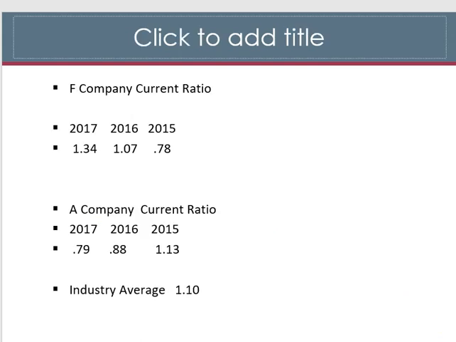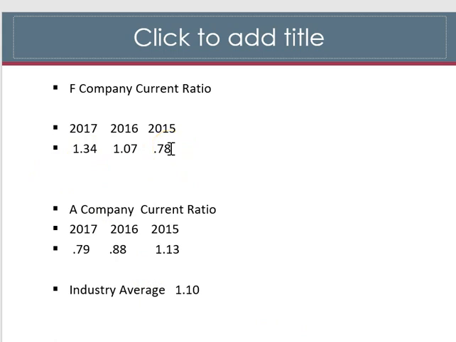Now I'm going to give you an example of what I'm looking for. These are two made-up companies, F Company and A Company. F Company, showing you the numbers here for their current ratio. You can see in 2017 it's 1.34. And we're going to talk about benchmarks. One of the benchmarks is time, and time basically means that you're looking at the company at different time periods. So for this example, the benchmark of time is looking at 2017, 2016, and 2015. Okay, we can see here that they were below 1.